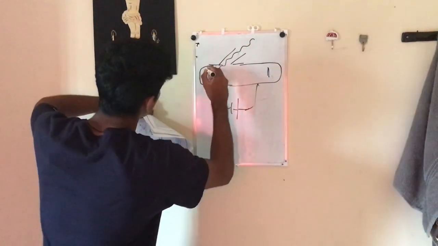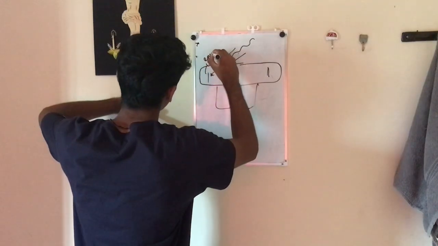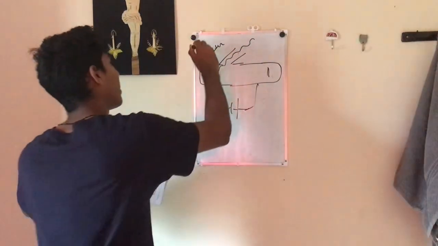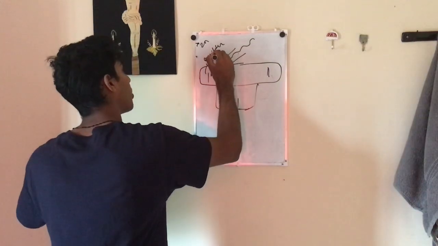This is your emitter. And emitters are usually some photosensitive metal like zinc, which will act as your cathode.